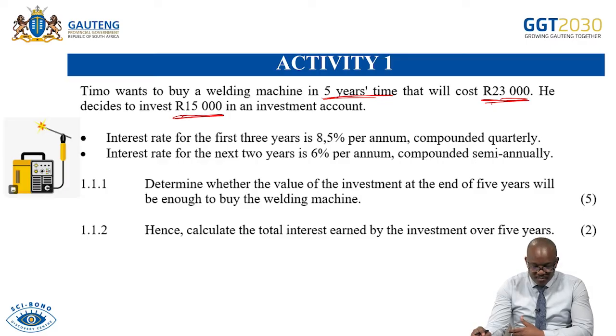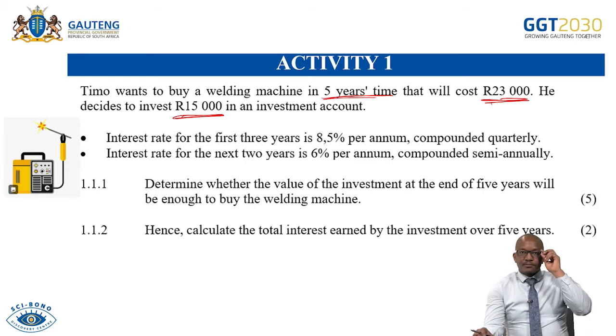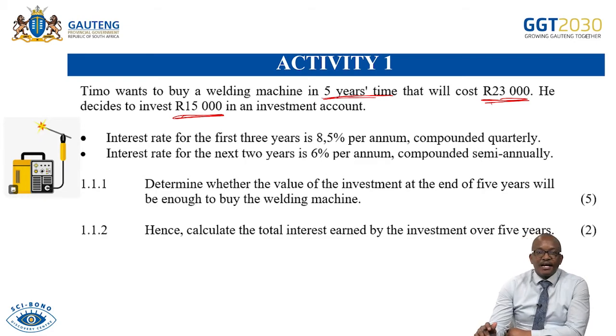So now our first bullet there says the interest rate for the first 3 years is 8.5% per annum, compounded quarterly. Then the second bullet says the interest rate for the next 2 years is 6% per annum, compounded semi-annually. Correct. So now that is our statement there.